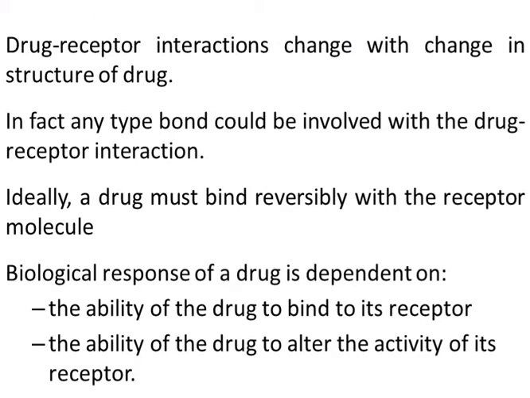Right, so the drug receptor interactions change with change in the structure of the drug. In fact, any type of bond could be involved with drug receptor interactions. It can be ionic bond, it can be covalent bond, it can be van der Waals forces, it can be repulsive interactions, whatever. But ideally, a drug must bind reversibly with the receptor molecule. So if a drug is not binding reversibly, it's binding irreversibly, then in that case, we have some toxic situation that arises.